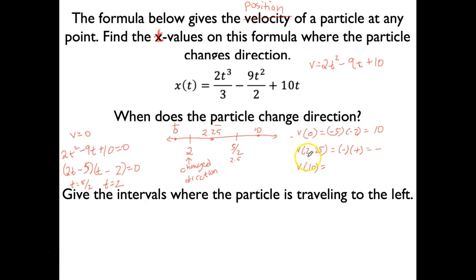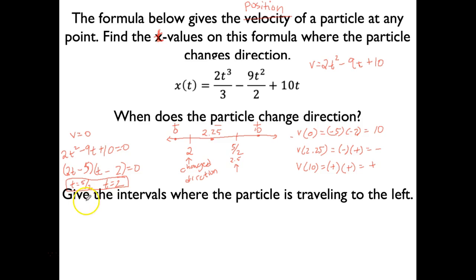Let's check this last value, 10. If we plug in 10, we're going to get positive. If we plug in 10 here, we're going to get positive. Positive times a positive gives us a positive. So it's traveling to the right over here. So right here, it changed direction too. So where does the particle change direction? Well, we can say it changed direction at 5/2 and at 2. So it changed direction at both of those points.